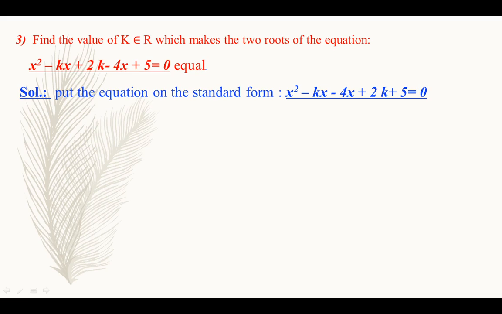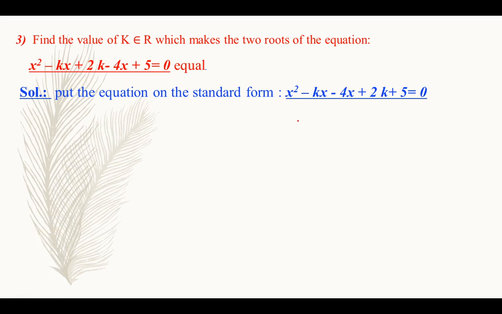And what is the term free of x? The term free of x here is 2k plus 5. Now, first we are going to take negative x as a common factor from negative kx minus 4x. Let's do it together.